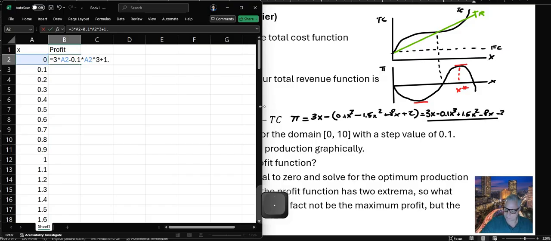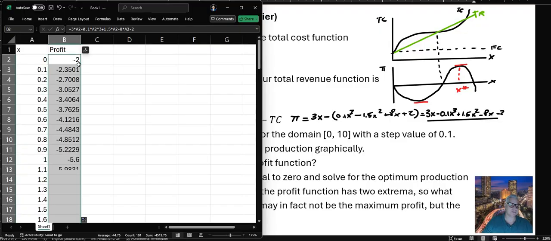plus 1.5 times x minus 8 times x minus 2. Okay, so that makes sense if I don't have any output. The only cost that I have is the fixed cost of -2. I have no revenue, so I make a loss of -2.